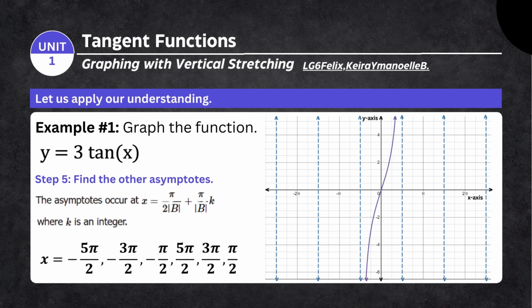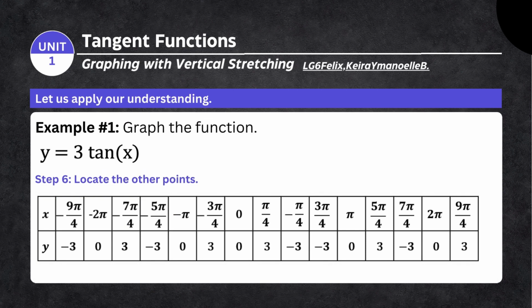After solving this, we now can get the various values of x, or also known as our asymptotes, which are negative 5 pi over 2, negative 3 pi over 2, negative pi over 2, positive 5 pi over 2, positive 3 pi over 2, and positive pi over 2. Step 6 is to locate the other points.